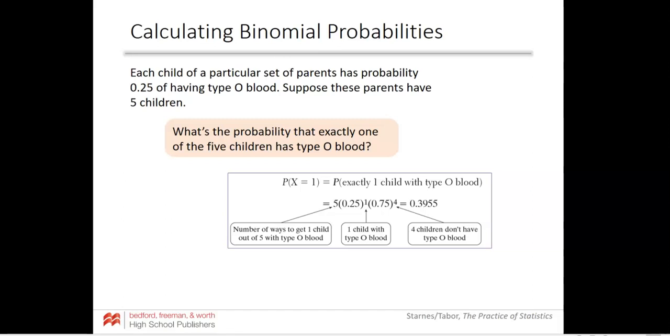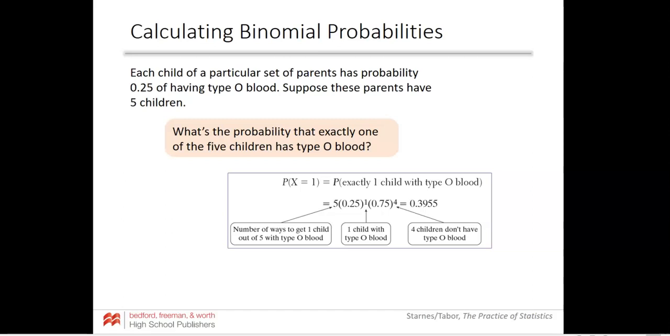So the number of ways you can get one child with type O blood out of 5. There are 5 different ways. Maybe the oldest child has type O blood. Maybe the second oldest child has type O blood. Maybe the third, fourth, or fifth, essentially the youngest, has type O blood. So there are 5 different ways you can do that.